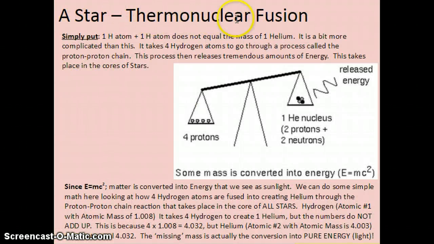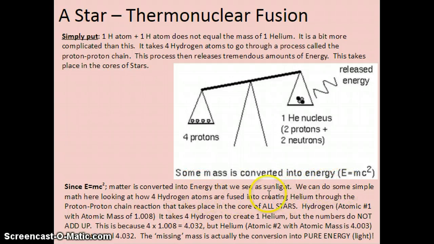So within a star, we have this thermonuclear fusion. And what we could say here is that if I put 4 hydrogen atoms together, this process is called a proton-proton chain, we create helium along with a secondary product of energy that's released. So since E equals mc squared, matter is converted into energy that we see as sunlight.